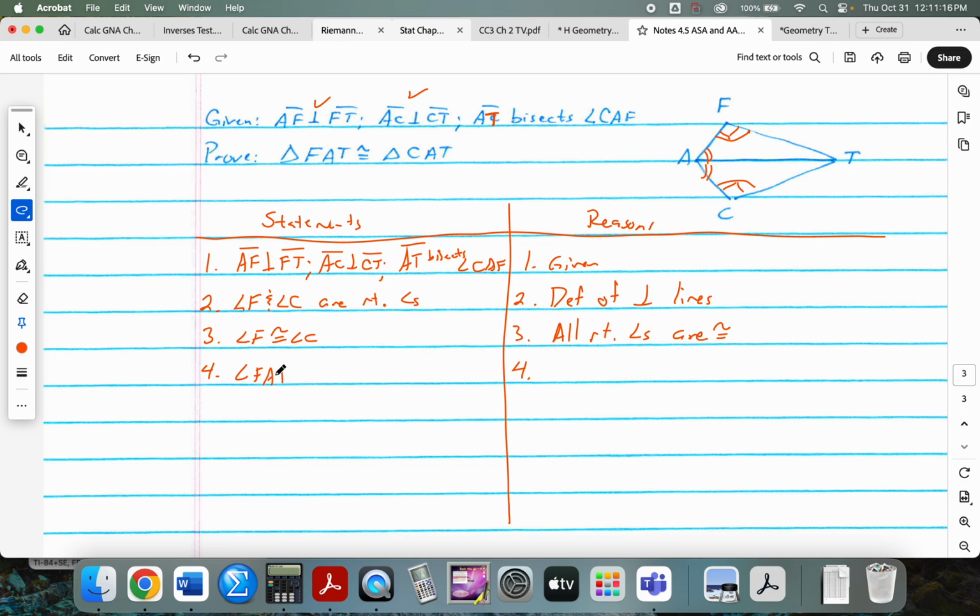So angle FAT is congruent to angle CAT. Could I have called it TAF and TAC? Could you do like AFT and ACT? No, because AFT would be angle F. Remember, the middle letter tells you the vertex of the angle. F is on one side of the angle, A is the vertex, T is on the other side. This is because of the definition of an angle bisector.